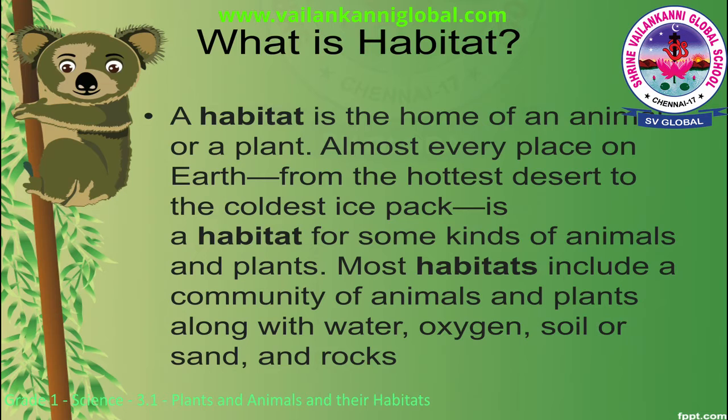What is a habitat? A habitat is the home of an animal or a plant. Almost every place on earth, from the hottest desert to the coldest ice pack, is a habitat for some kind of animals and plants. Most habitats include a community of animals and plants along with water, oxygen, soil or sand and rocks.